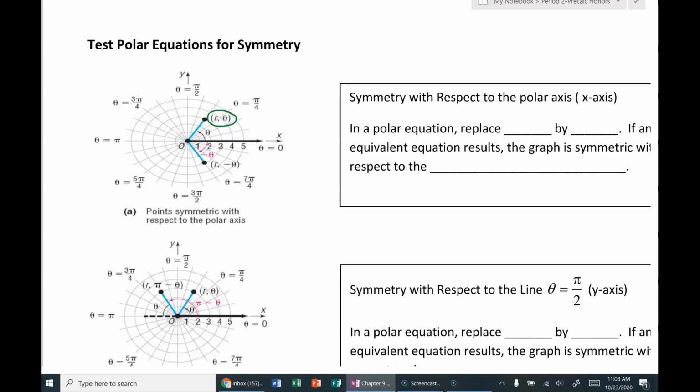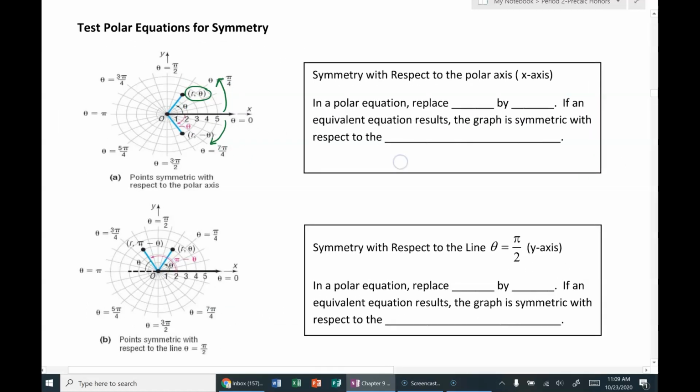So the easiest way is to change the angle, right? If we are going counterclockwise and keeping the radius positive, to reflect it, all we have to do is go clockwise and still keep the radius positive. So for this theorem, just take out your original theta and replace it with a negative theta. If an equivalent equation results, the graph is symmetric with respect to the polar axis.